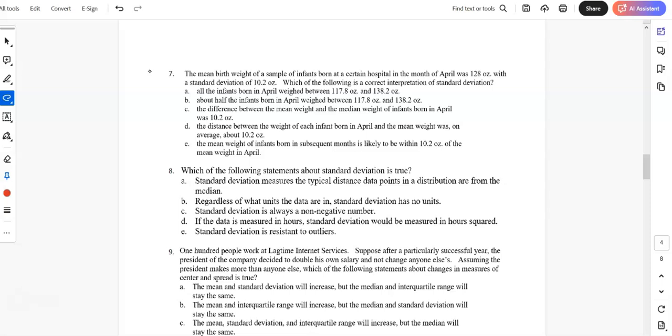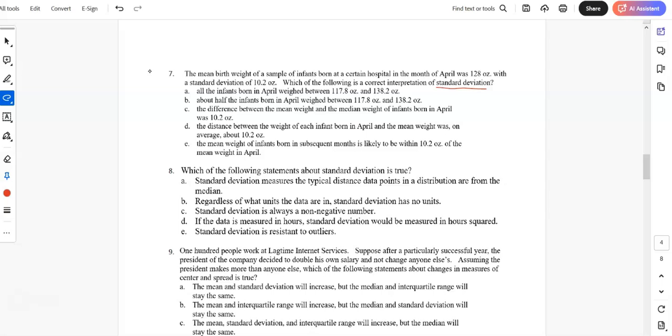The mean birth weight of a sample of infants born at a certain hospital in the month of April was 128 ounces with a standard deviation of 10.2. Which is the correct interpretation of the standard deviation? So think of standard deviation as typical deviation or difference from the mean, or distance from the mean. Typical distance from the mean.